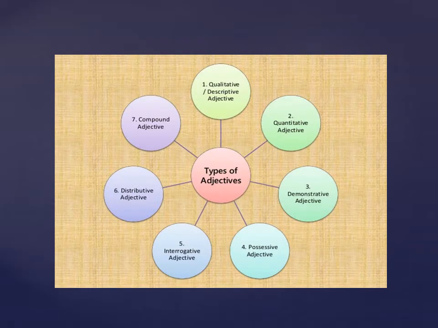Here, children, see that I have given the types of adjectives. First, qualitative or descriptive adjective. Second, quantitative adjective. Quality means the quality, and quantity means how much the quantity of the noun or pronoun. Then third, demonstrative adjective, where we point out the noun or pronoun. Then fourth one is possessive adjective, so the possession. Then interrogative adjective. Then we have distributive adjective. Then the seventh, compound adjective. So here some types of adjectives are given. In the next slide we will learn about all the types of adjectives.